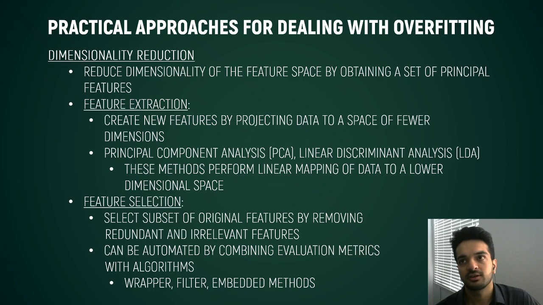And next we've got feature selection, where you can just select a subset of original features by removing redundant or irrelevant features. And this can be automated as well. You don't have to do it manually, by combining evaluation metrics with algorithms. So you could use wrapper methods, filter methods, and embedded methods. And I'll not be going over exactly what these are because it is kind of out of scope for this video.